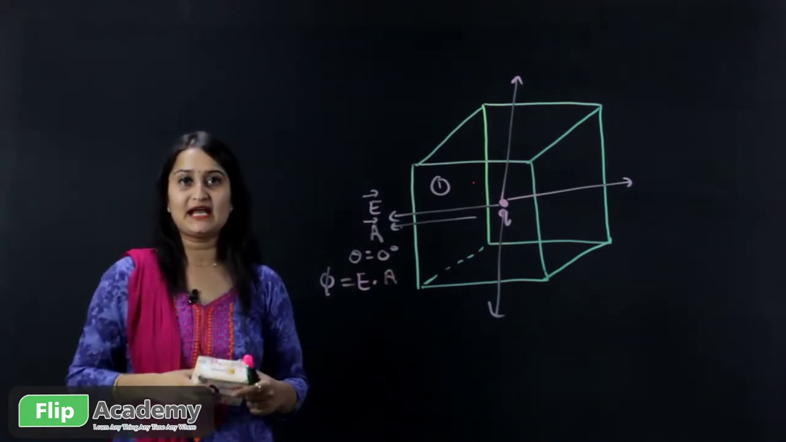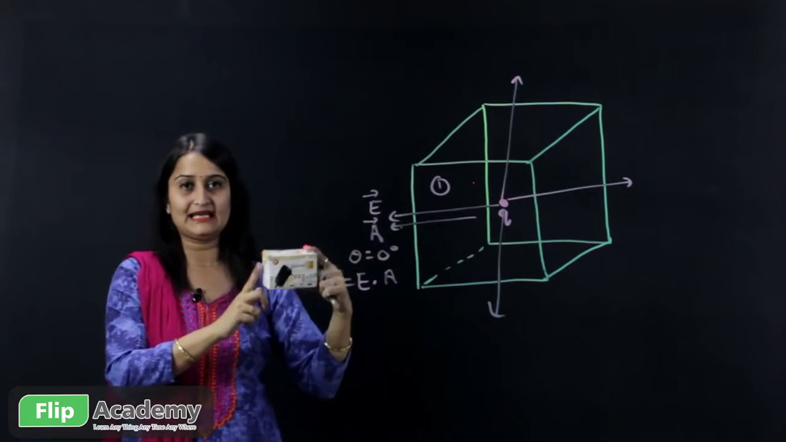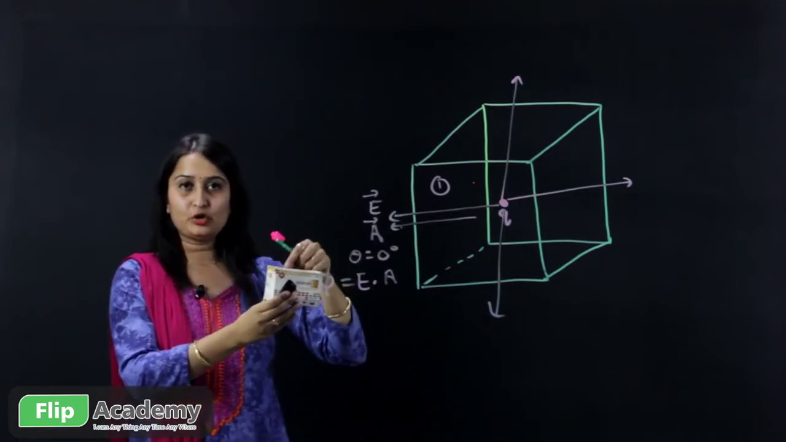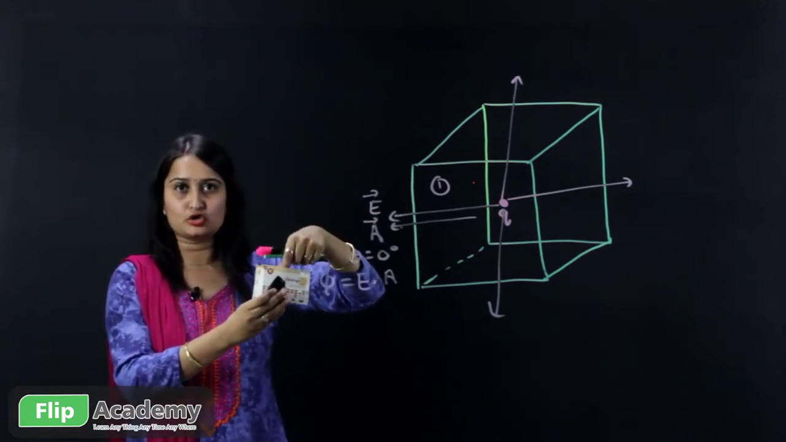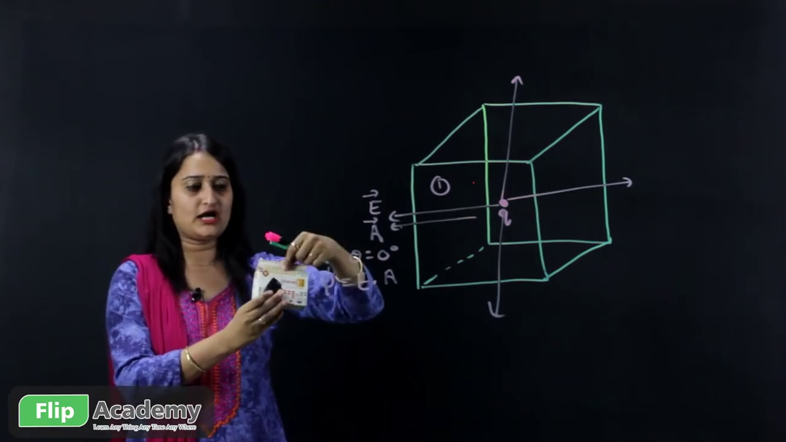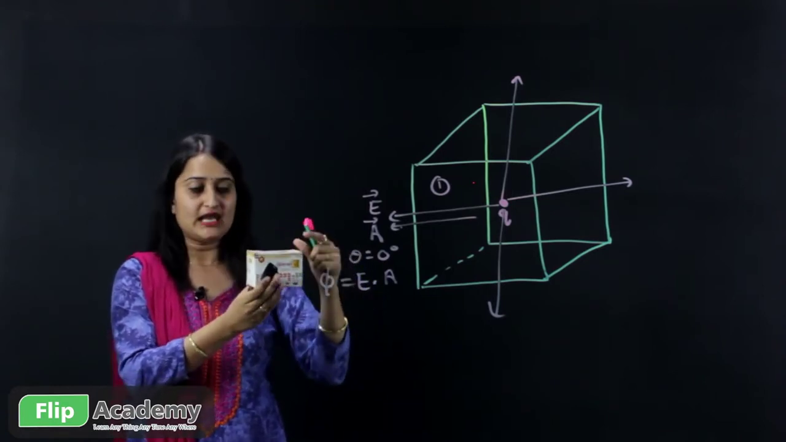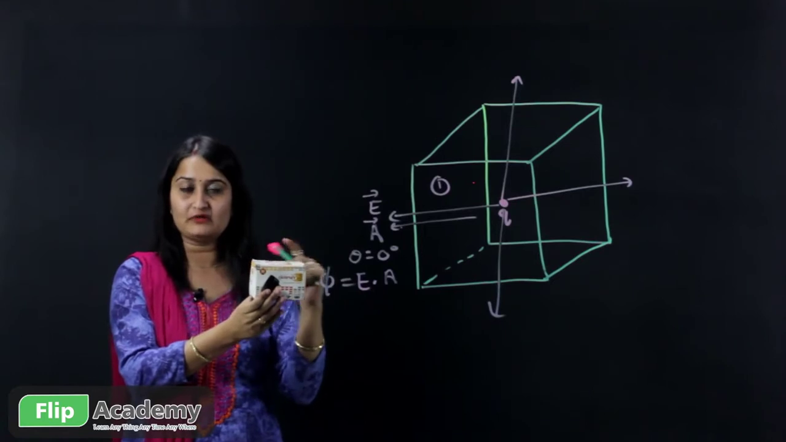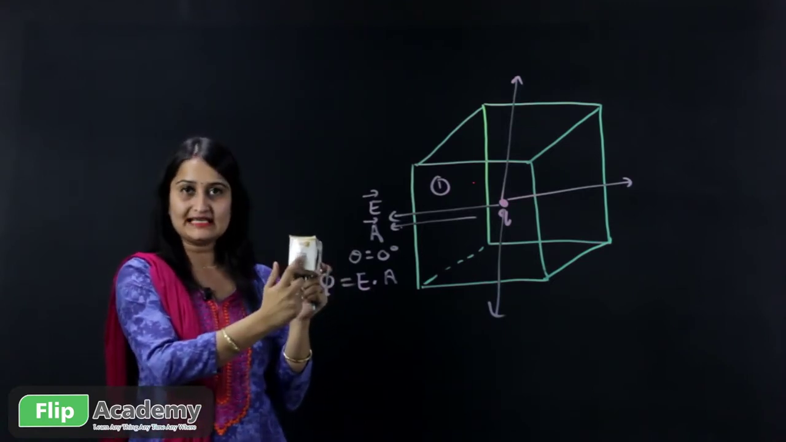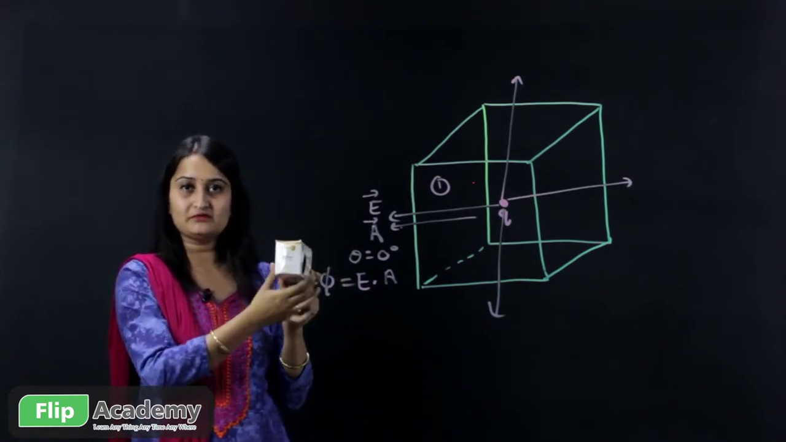Now let's again understand by a sample piece. This is again a cuboid. I put the charge inside this box, and this charge is enclosed. Now the charge projects the electric field outward. If I consider this surface, then what is the direction of the electric field?